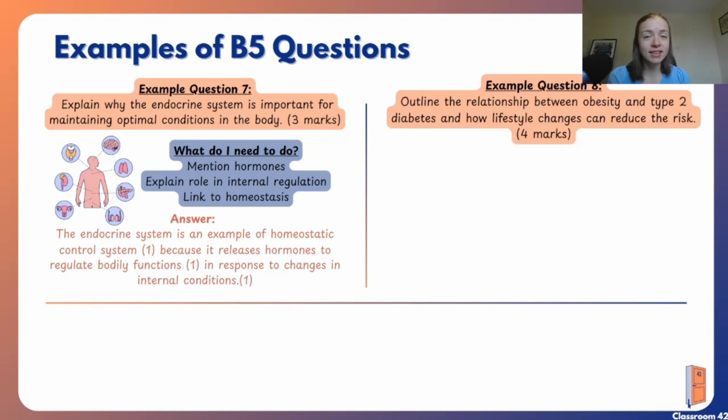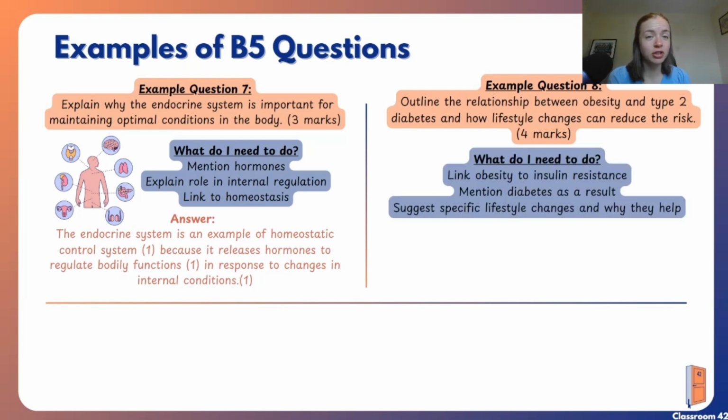So example question 8 is: outline the relationship between obesity and type 2 diabetes and how lifestyle changes can reduce the risk. So we're talking about type 2 diabetes here, so we know that we're talking about insulin resistance rather than the inability to produce insulin, which is type 1 diabetes. And we need to mention diabetes and suggest some specific lifestyle changes and why they will help.